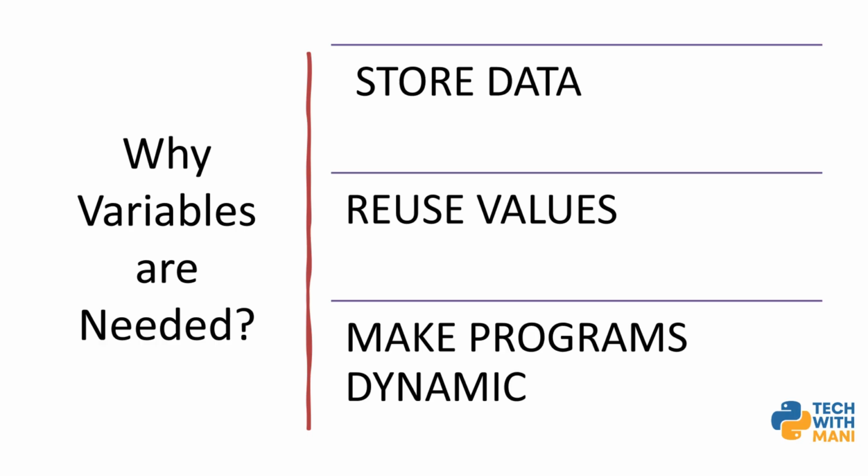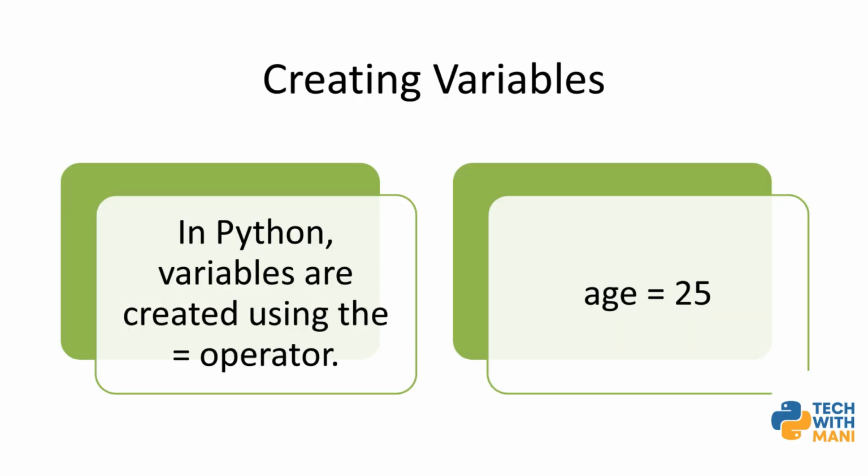Then why are variables needed? Variables help us in three main ways. One is to store the data. Second, we can reuse the data whenever needed. Last, we can make our programs dynamic, so we don't have to change every value manually. Next, creating variables. This we have seen in the demo itself. In Python, creating a variable is easy. You simply use the equal sign to assign a value.